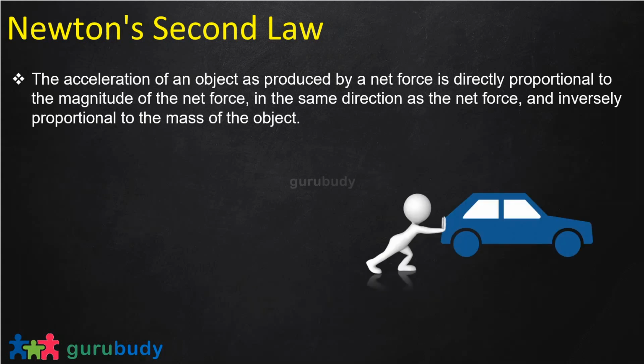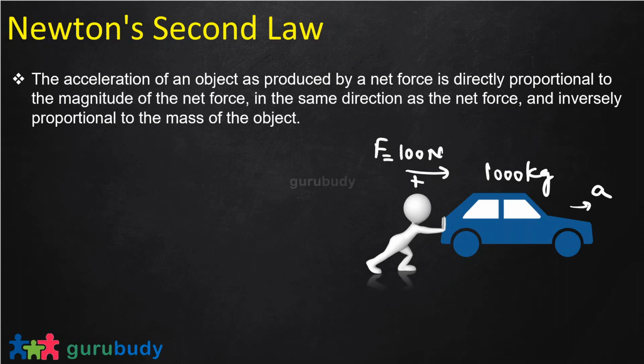Let's look at an example here. This person is trying to push the car. Let's say the car is about 1000 kg. The person is applying some force, let's say a force of 100 Newton. The direction of the force is this one, let's say that is positive, and the car is moving with acceleration A.